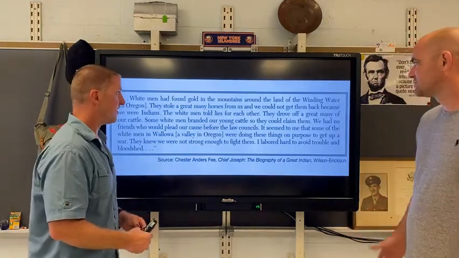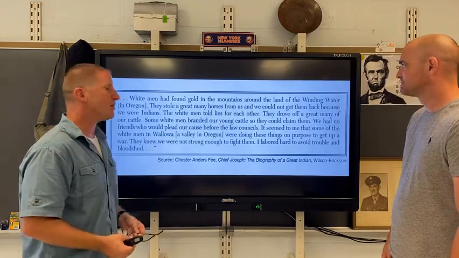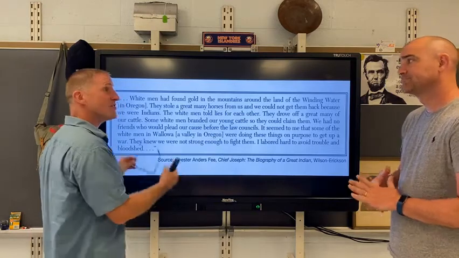Drove off a great many of our cattle. Some white men brand. And even here, some of them who are now raising cattle, they're becoming farmers, like they were encouraged to do on reservations.